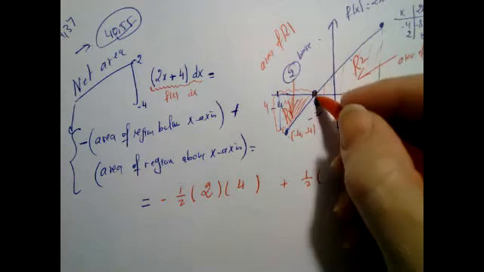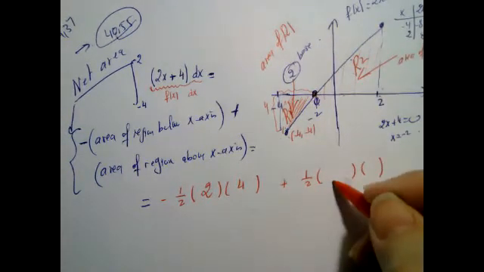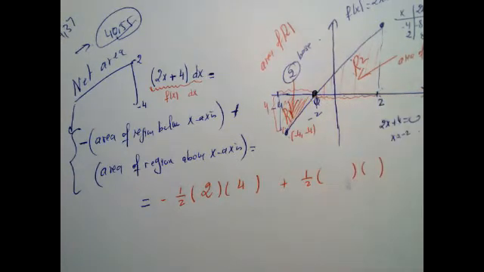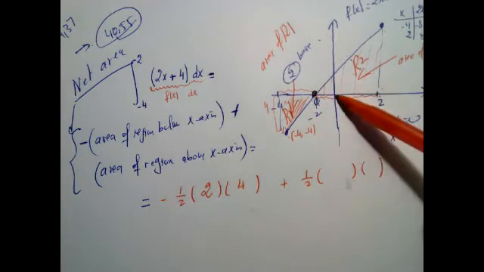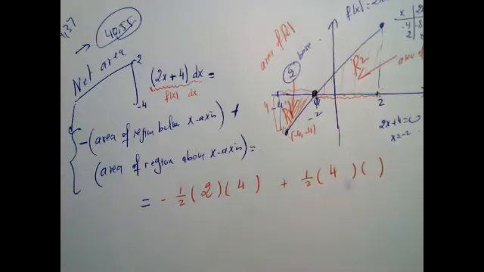Now, from -2 to 2. Now I want to find the area of R2. Okay, it's half the base. The base in this case is from here to here. And how much do I have from -2 to 2? I have 2 units from here and 2 units. That's 4 units. That's the base.